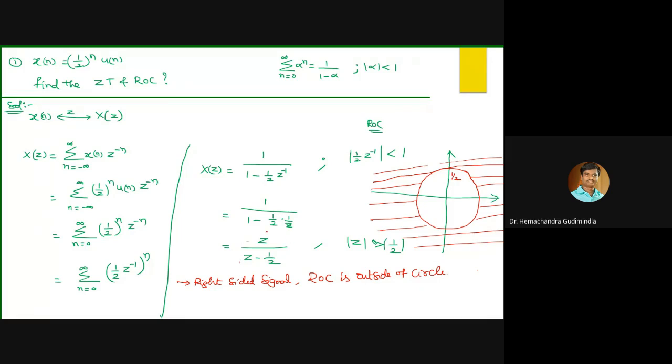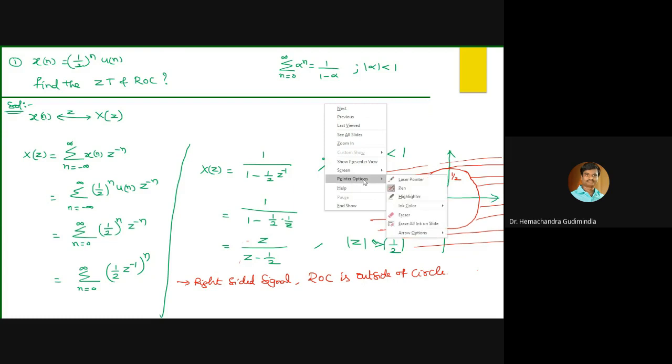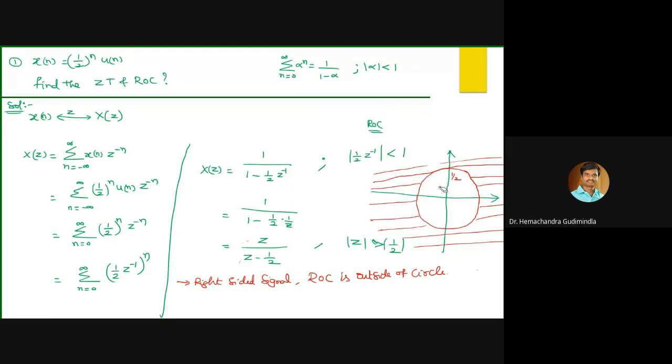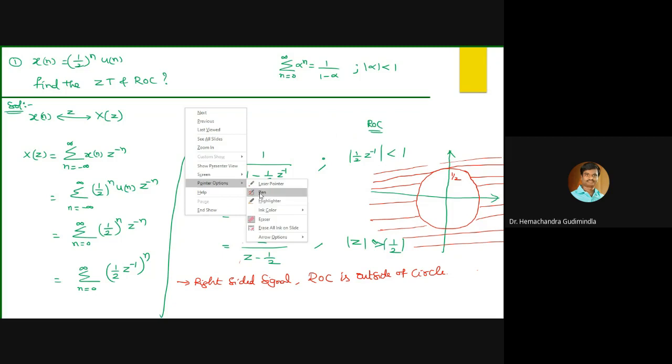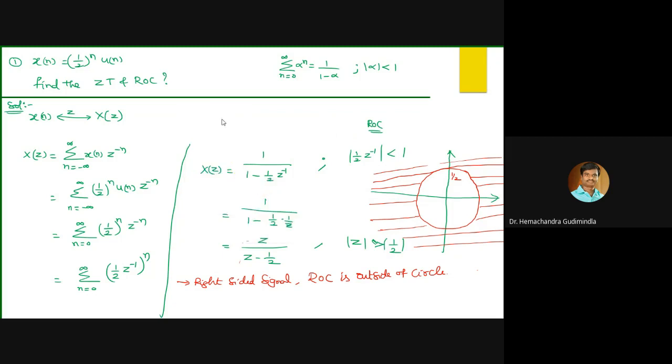So what is the z transform? Z by z minus 1 by 2. So now what is the ROC? Z is greater than 1 by 2. Sir, if I am considering a circle z equal to 1 by 3, will the z transform exist? No. If you consider any point inside the circle, the z transform doesn't exist, because the region of convergence is outside of the circle. If the signal is right sided, then your ROC is outside of the circle.